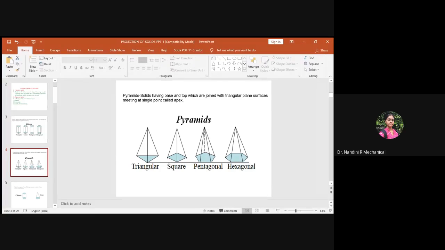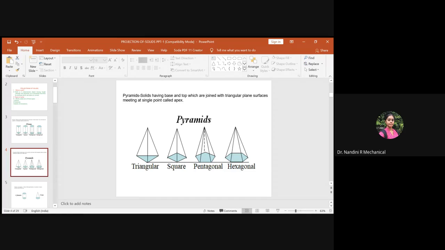So all these 6 triangular surfaces meet at a common point, what we call a hexagonal pyramid. Even in each of the pyramids, you will have an axis. From the apex to the center of the base surface, you will have the axis.